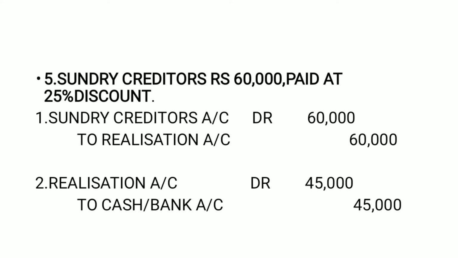Realization account debit 45,000 to cash and bank account. Of course, this is the journal entry for payment of liability at 25% discount. What is 25% of 60,000? It is 15,000.